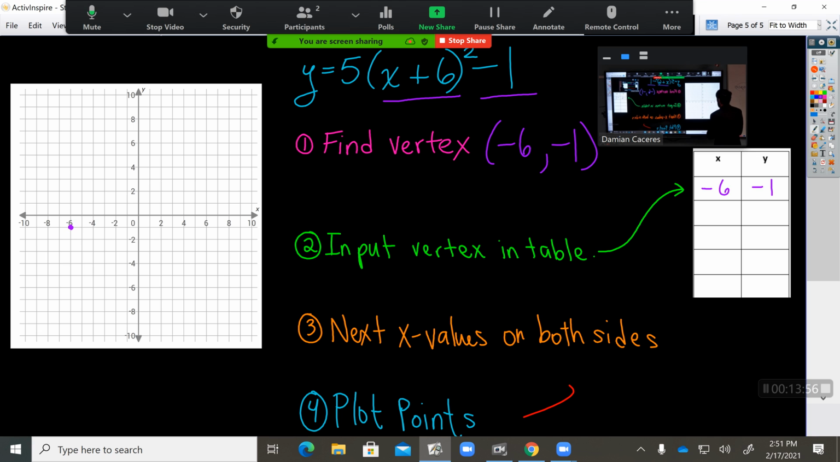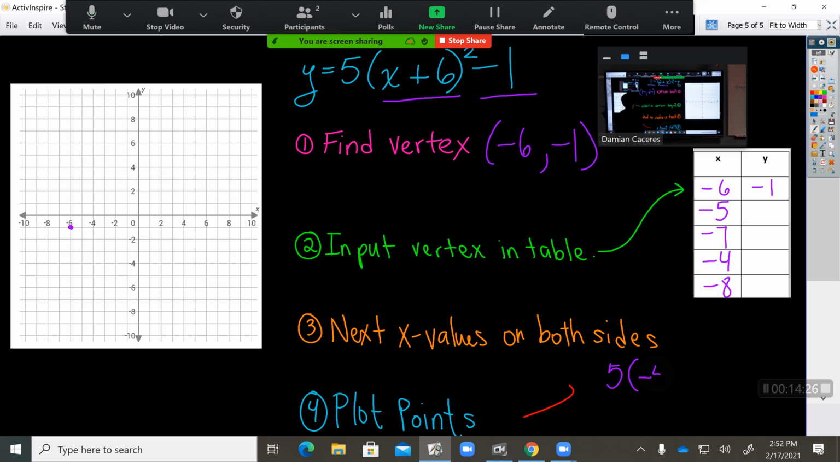Now, what x values are to the left and to the right of -6? -5 and -7. What numbers are to the right of -5 and to the left of -7? It would be -4 and -8. Now, plug in the number, copy it to the second one, plug in the number, copy it to the second one. You only have to do it twice. So -5 is the one I'm going to use.